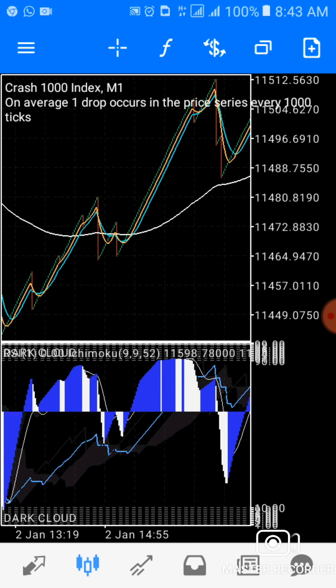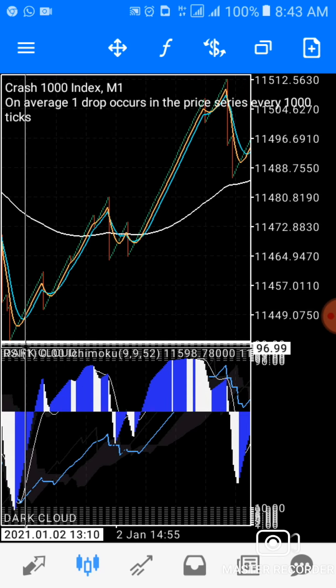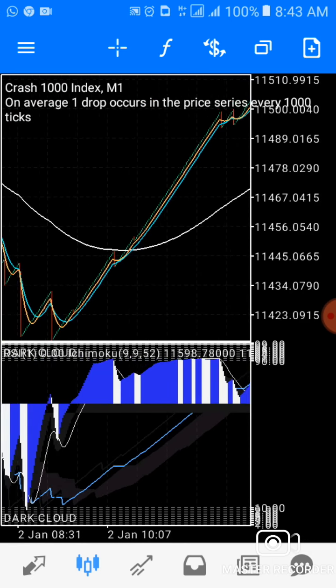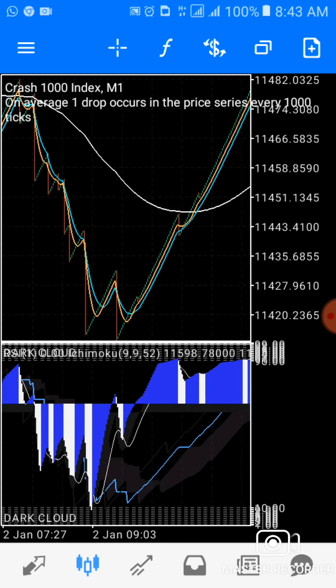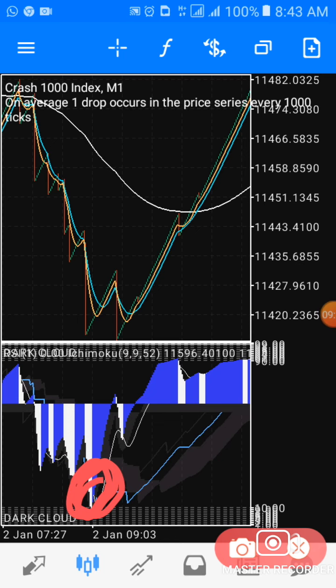You'll have your setup here, guys. It touches our dark clouds. The blue and white lines cross each other upwards. For Crash, you buy 1 to 5 minutes, then stay out of the market. Here again, it touches our dark clouds. The blue and white lines have crossed each other upwards. Then we take the trade here.